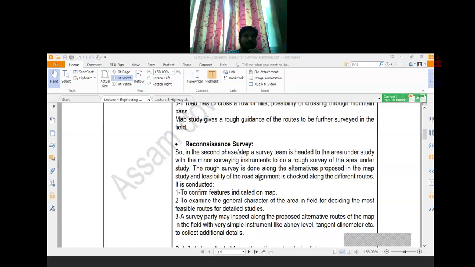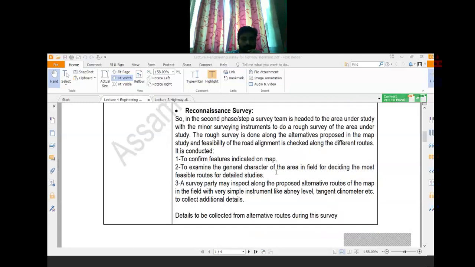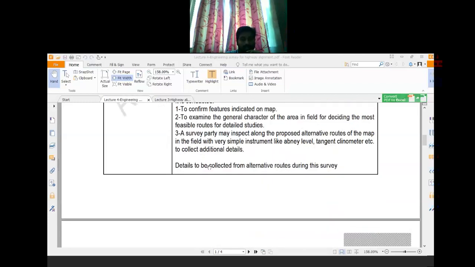Okay, so suppose there are 10 alternative routes. After the reconnaissance survey there may be 5 alternative routes. So basically you are minimizing the number of routes so that you can ultimately get confirmed with one particular route. There are different details which you need to collect from the reconnaissance survey.